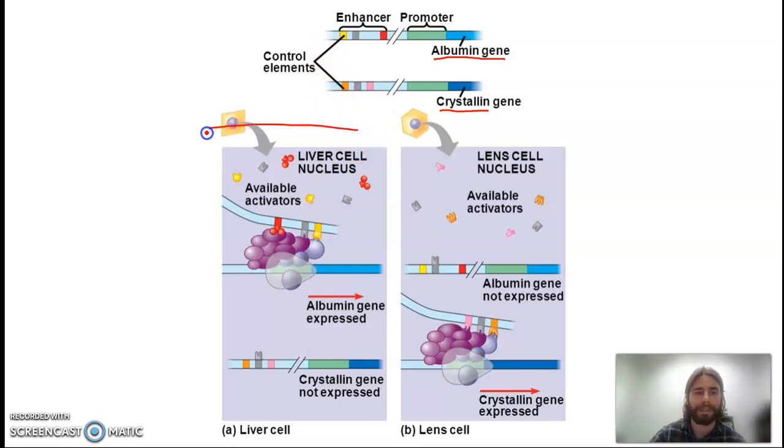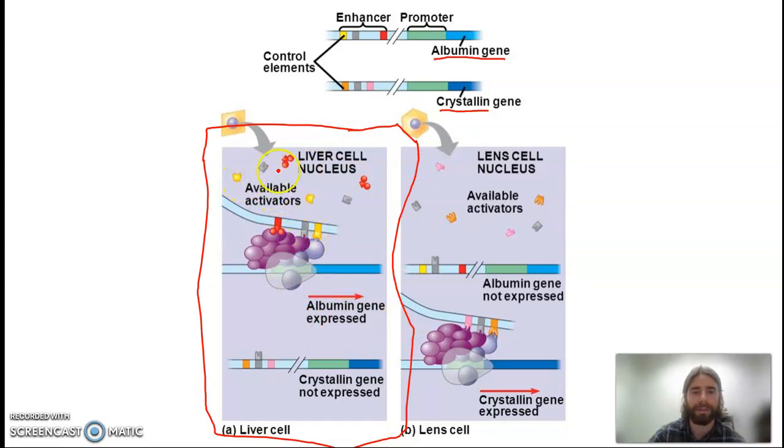So if we look first at the left-hand side, at our liver cell, we'll see in the liver cell nucleus there are a few different activators available. There is a red one, a gray one, and a yellow one. And if we look at the albumin gene on top, all three pieces of this enhancer region have an activator protein attached to them. In doing so, this allows the transcription initiation complex to form and for the albumin gene to be expressed.